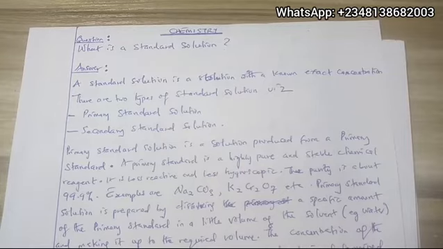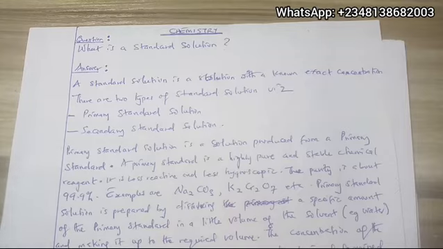We have primary standard solution and secondary standard solution. Let's start with primary standard solution. What is a primary standard solution? A primary standard solution is a solution that is produced from a primary standard. What is a primary standard? A primary standard is a highly pure and stable chemical reagent. It is less reactive and less hygroscopic.